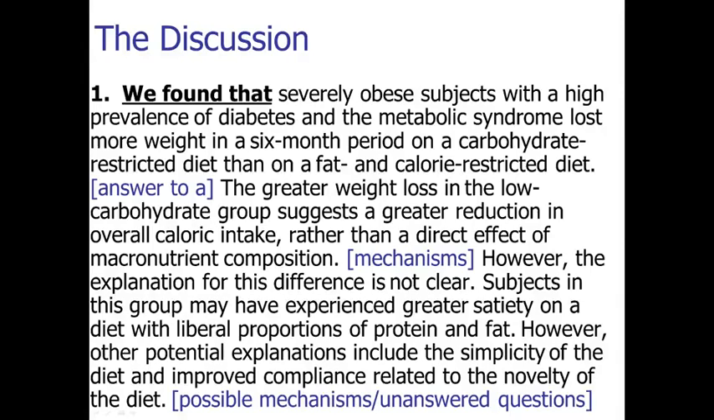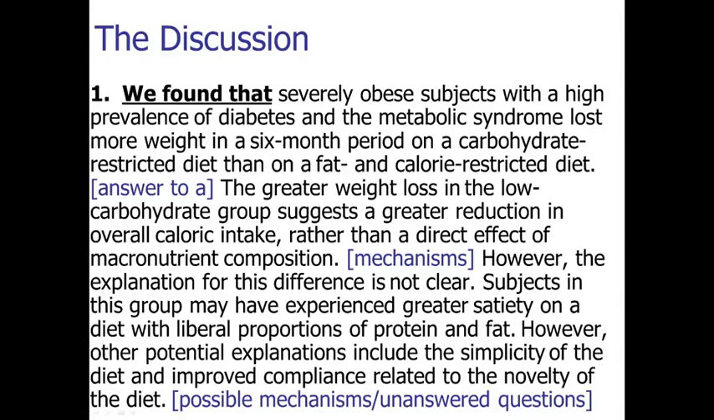They give some mechanisms now. The greater weight loss in that low-carb group suggests that maybe it's due to overall caloric intake. They had some more data that said, well, it's not that there's something magic about a low-carb diet. It's just that the diet's so restrictive and easy to follow that people actually do tend to do a better job at reducing their caloric intake. So there's nothing magic going on. It's just a diet that seems to be more successful because it reduces calories. So they give some mechanisms, some supporting information from their data. However, the explanation for this difference is not clear. Subjects in this group may have experienced greater satiety, so they're not sure why they ate fewer calories.